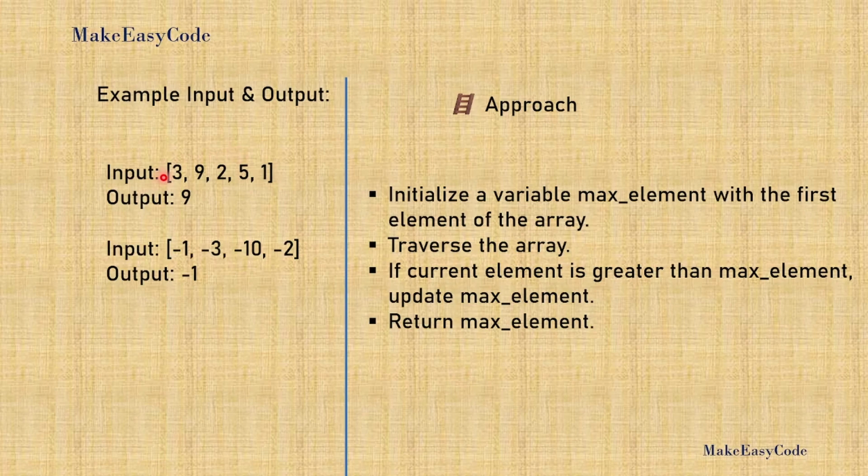The input one is given like 3, 9, 2, 5, 1. And you can see the 9 is the max among all. And in input 2, the values given are -1, -3, -10, -2. And -1 is the max element among all.